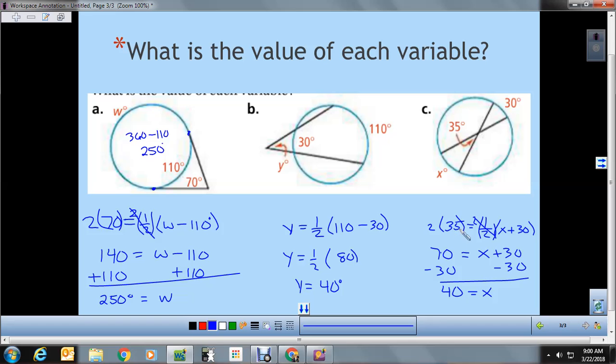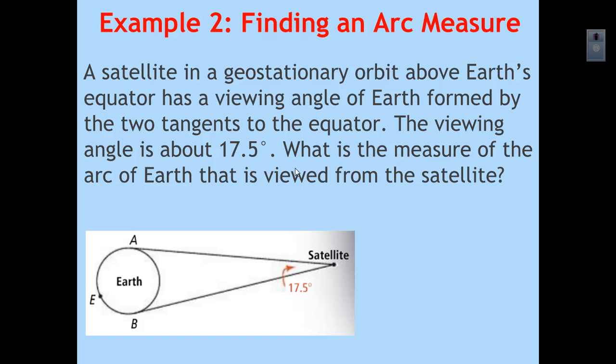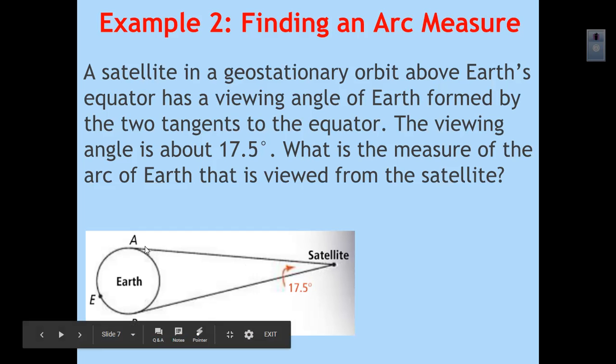So now let's take a look at a word problem. A satellite in a geostationary orbit above Earth's equator has a viewing angle of the Earth formed by the two tangents to the equator. The viewing angle is about 17.5 degrees. So this is the satellite out here. It views the Earth. It can see from this point to this point.